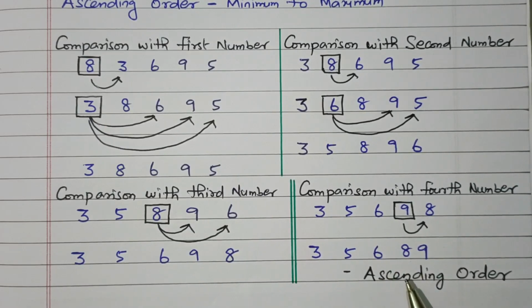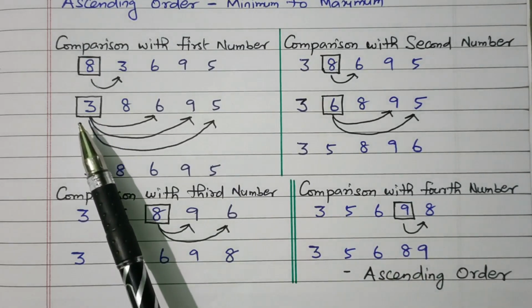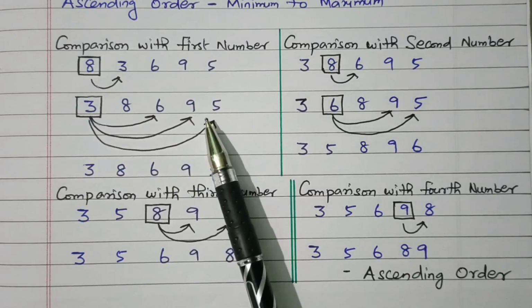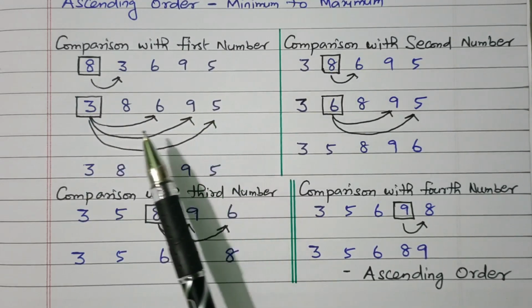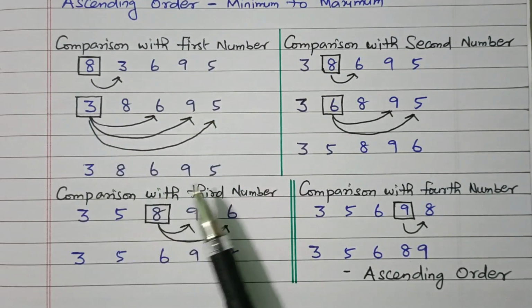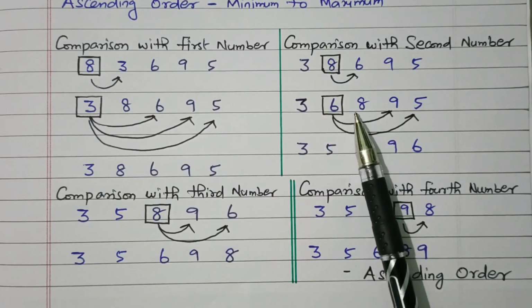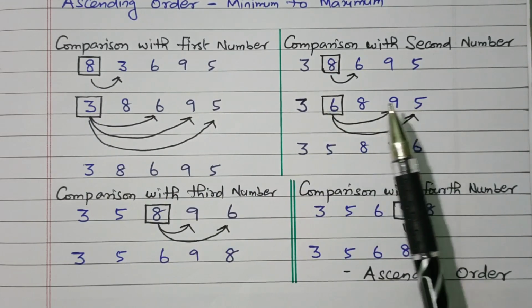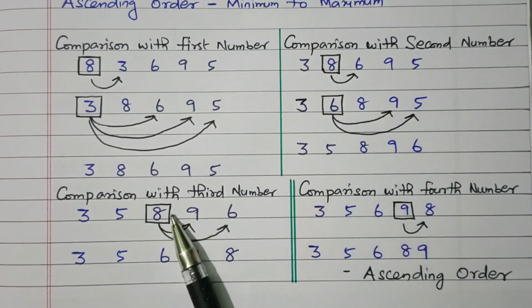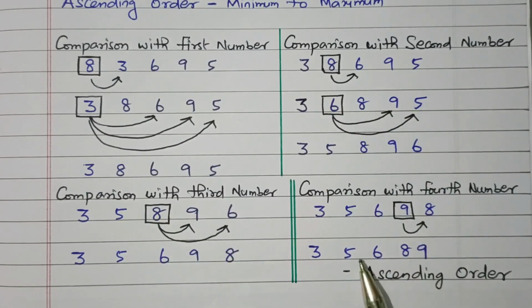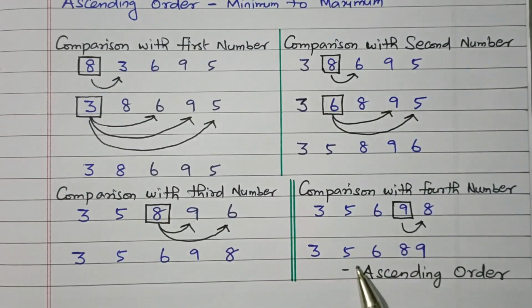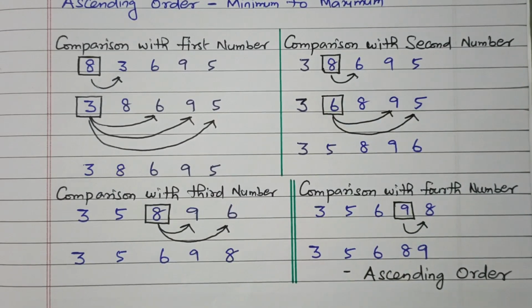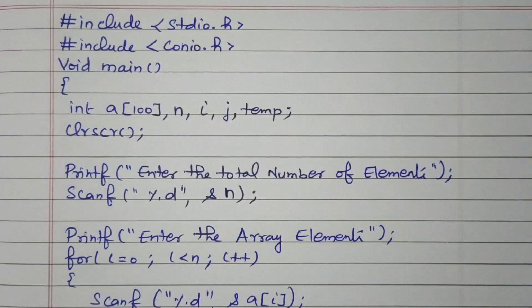So the given numbers, what we are doing: the first number is compared with the remaining numbers. If a remaining number is lesser, it is placed in the first position. Then the second number is compared with the remaining numbers. Lesser means replace. Then the third number, then the fourth number. After completing this process, the numbers are arranged in order. Now we'll go to the program.